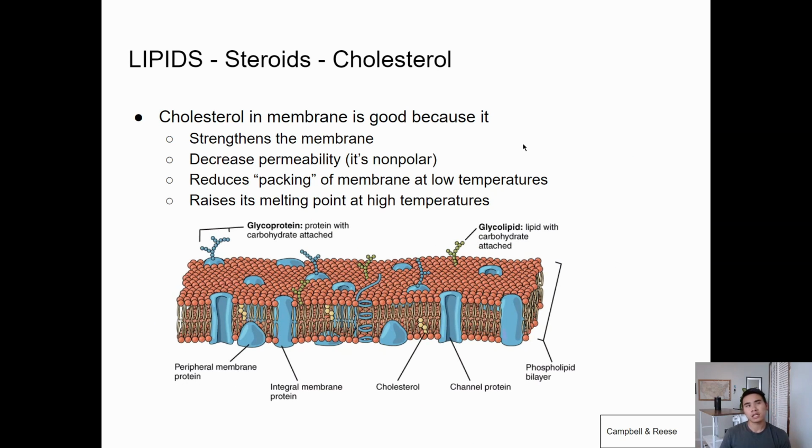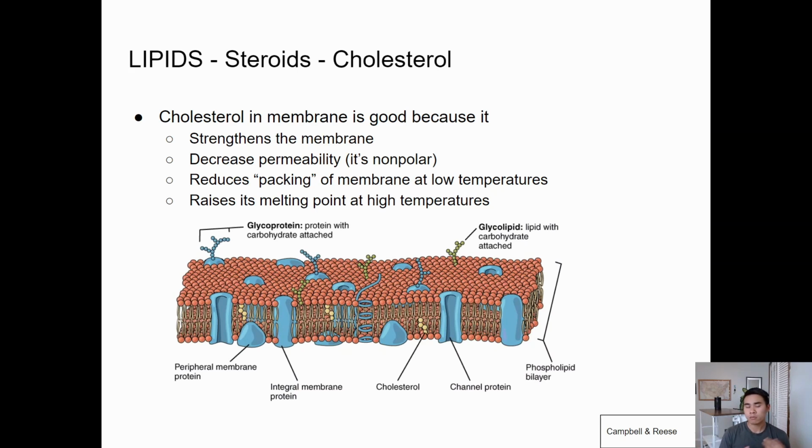And I believe we'll be talking about LDL and HDL, like low density lipoproteins, later. But for now, we're going to just move on to the basics of cholesterol. So cholesterol in the membrane is good because it does these four things. It strengthens the membrane. So by embedding cholesterol in there, it strengthens the membrane and decreases its permeability.